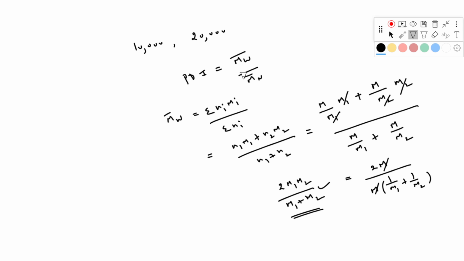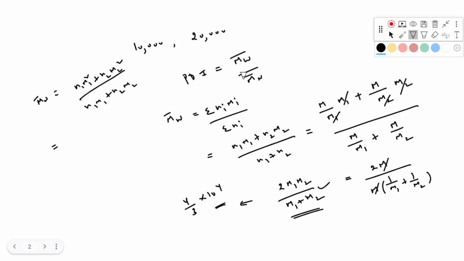So the value is 4 by 3 into 10 power of 4. This is Mn bar. And now you have to find out Mw bar. Again same thing: N1 M1 square plus N2 M2 square by N1 M1 plus N2 M2, right?